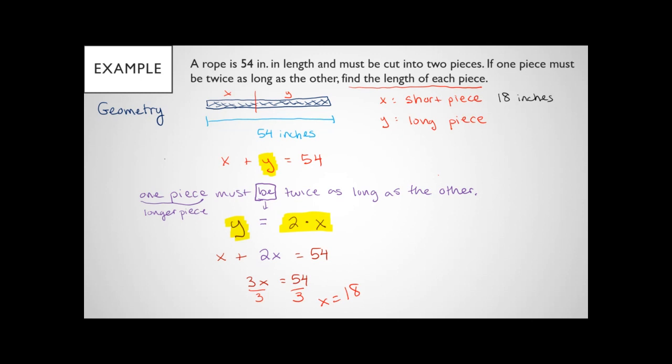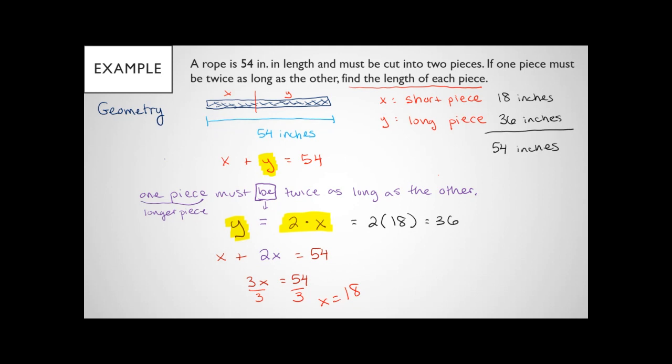Now I need to know what the longer piece is. So I'm going to go back to my equation, y equals 2 times x. So that's going to be 2 times 18, and that is equal to 36. So the longer piece then must be 36 inches. And I should add those together to make sure they add up to 54. That's just a check to make sure your answers make sense. So 18 plus 36 does equal 54 inches. So that works out.